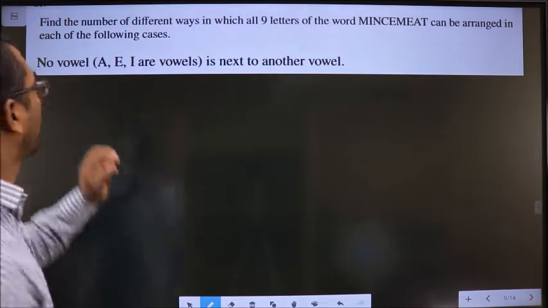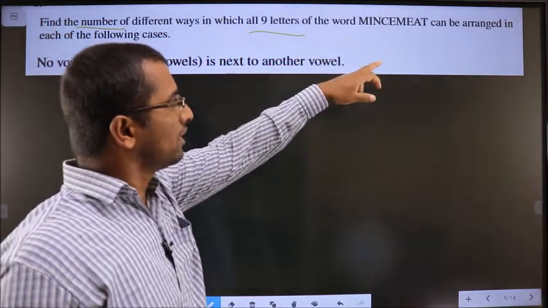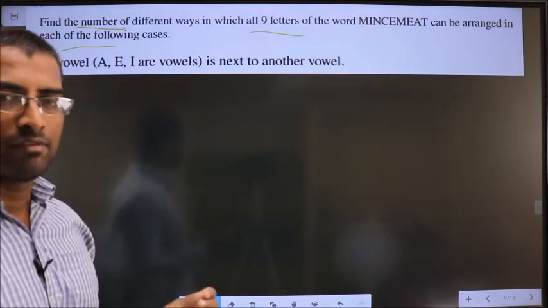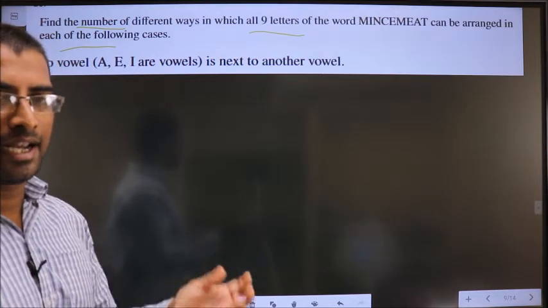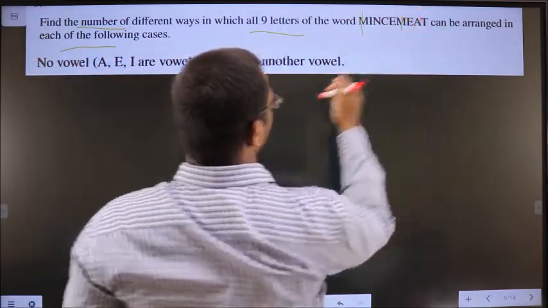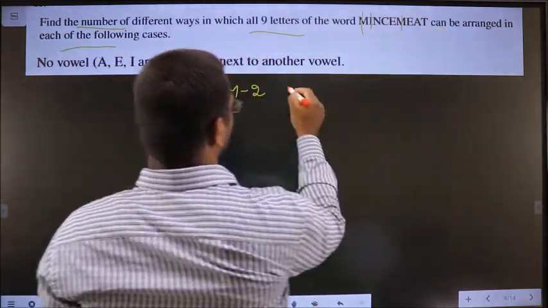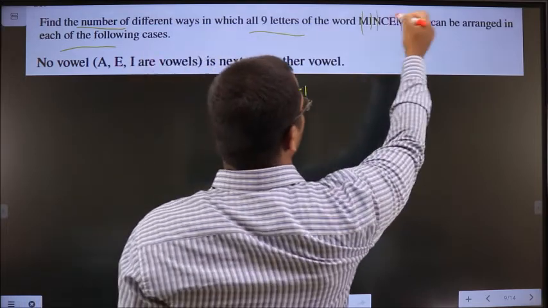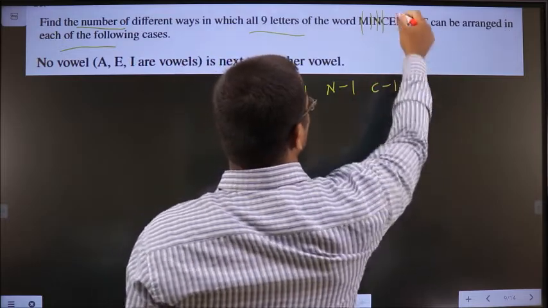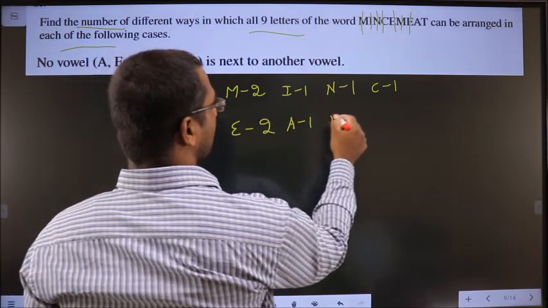Question 4. Find the number of different ways in which all 9 letters of the word can be arranged in each of the following cases. Whenever you come across a word, write how many times each letter has come. M has come twice. I is present once. N is present once. C is present once. E is present twice. A is once. T also once.